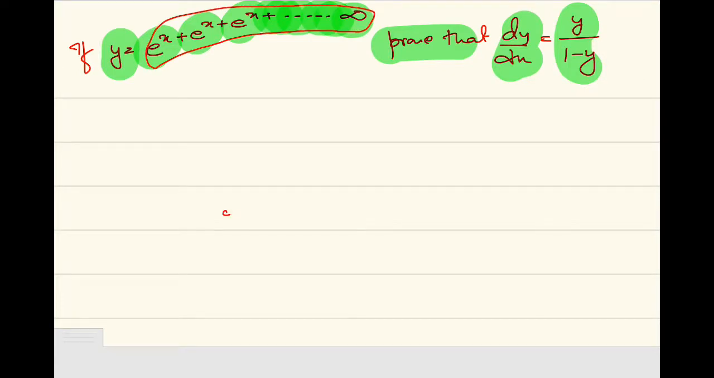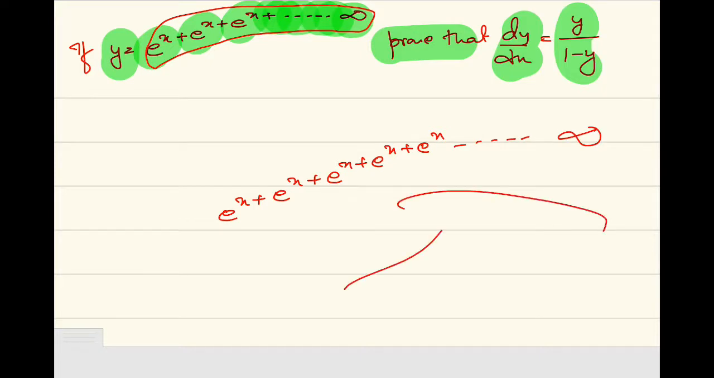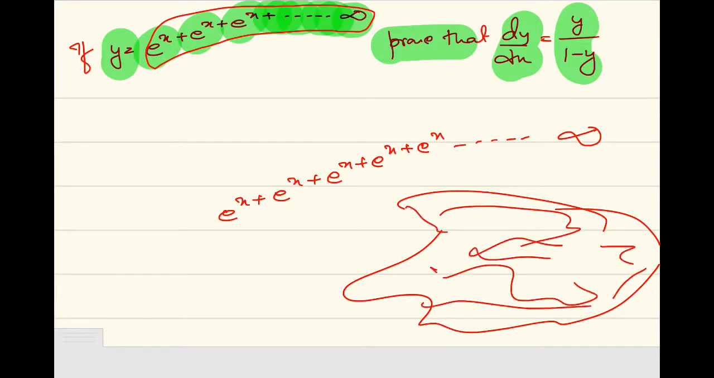So it's like this: e to the power x plus e to the power x plus e to the power x plus e to the power x, and so it goes on till infinity, isn't it, everyone? So you may say there is a big lake, okay, and how many e to the power x are there here? There are infinite number of e to the power x in this lake.